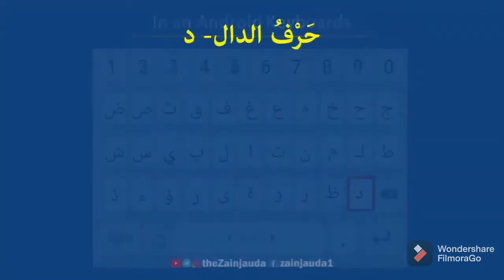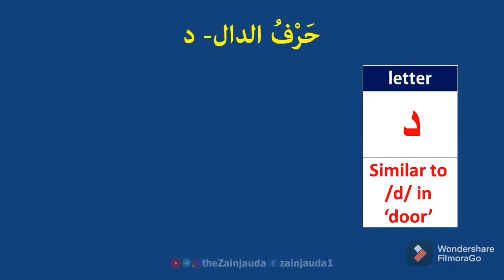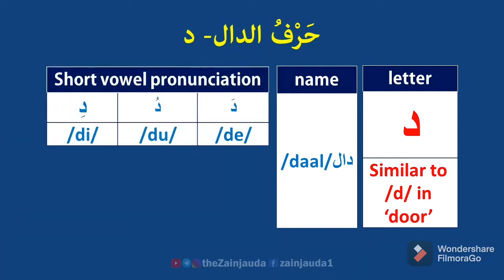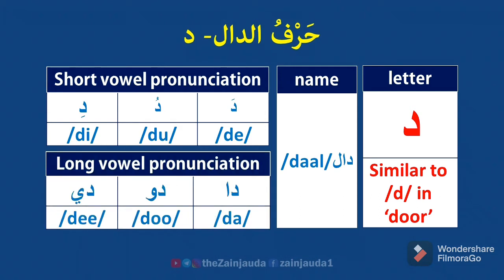Now let's have the letter in detail. As far as the pronunciation of dal, it is similar to the d of door. It is named dal, and with the harakat, it is pronounced as d with fatha, do with dhamma, and di with kasra. With the long vowels, it becomes da, do, di.